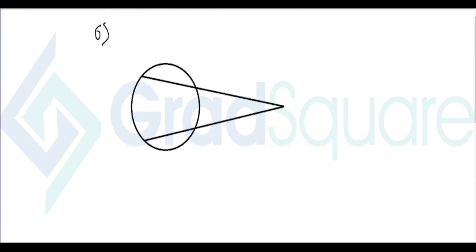So let me assume that they're cutting each other somewhere external to the circle, and let me call this external point P. Let me call the first secant PAB, and the second secant PCD. Then the secant section theorem states that PA into PB is equal to PC into PD. It states the same thing as the chord section theorem: the product of the sections of two intersecting secants will be equal.